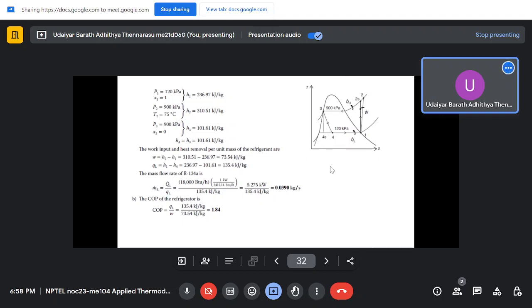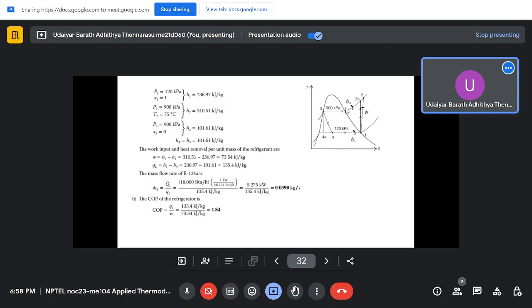So this is how the cycle will look. 120 kilopascal and 900 kilopascal are the operating pressures. So we draw isobars across it, and we have isentropic compression. State 3 is saturated liquid, the exit of the condenser. After that we have an isenthalpic expansion.